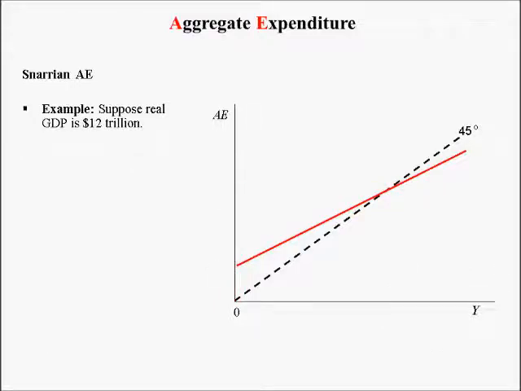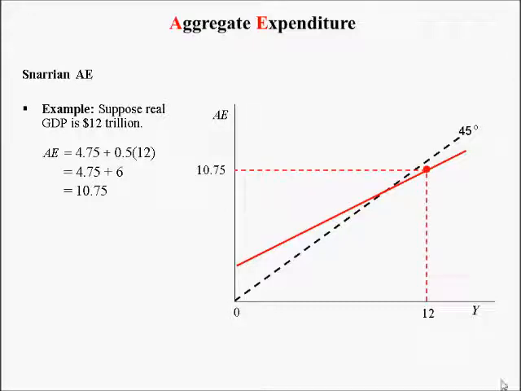Okay, suppose real GDP is actually $12 trillion. Aggregate planned expenditure would be then $10.75 trillion. And notice that the red dot is below the 45-degree line. So what is going on here?